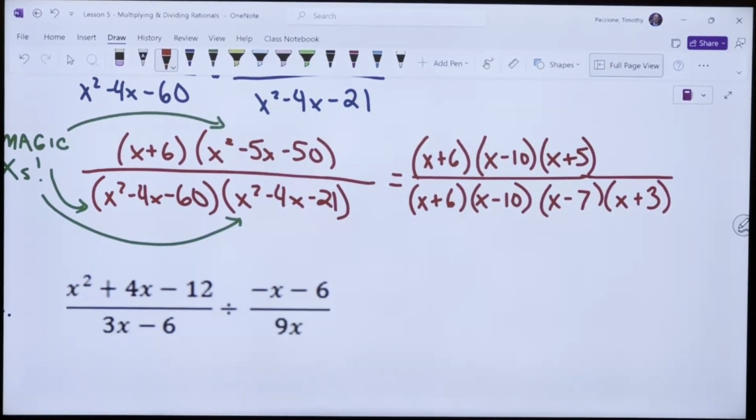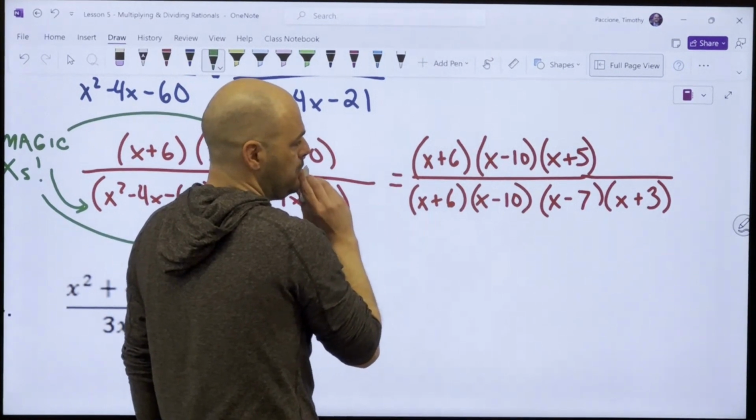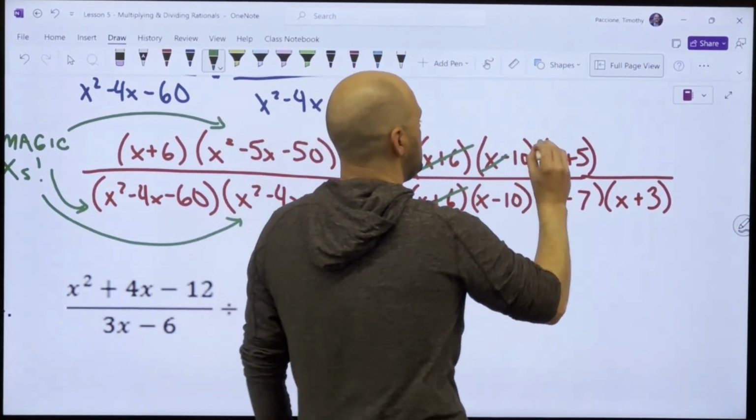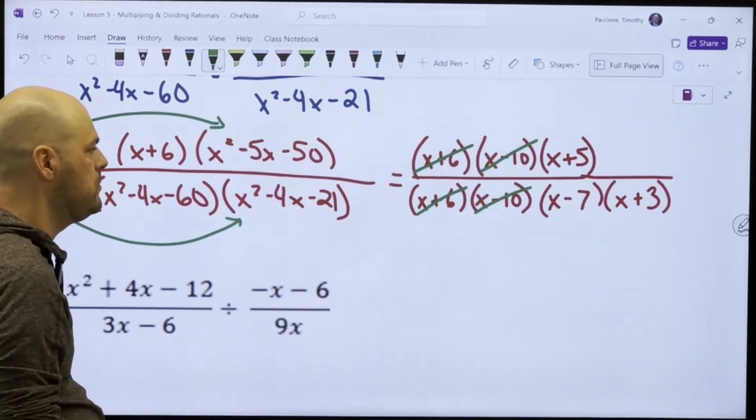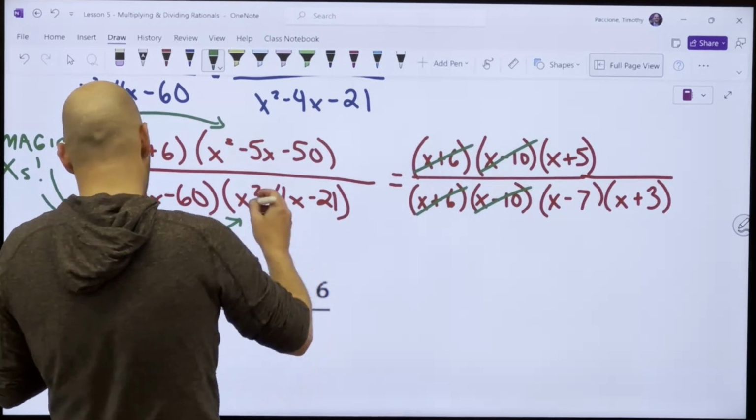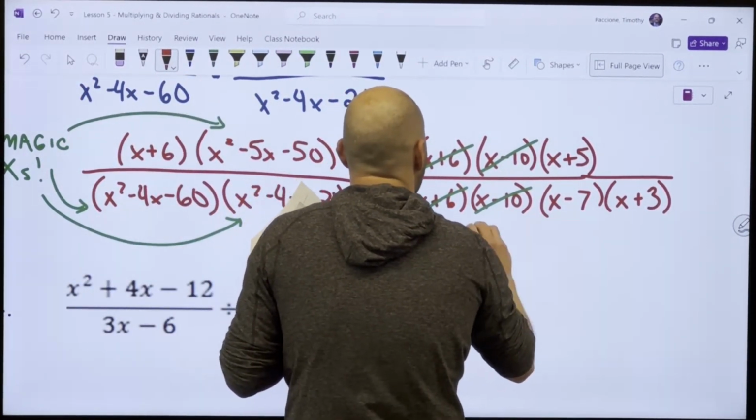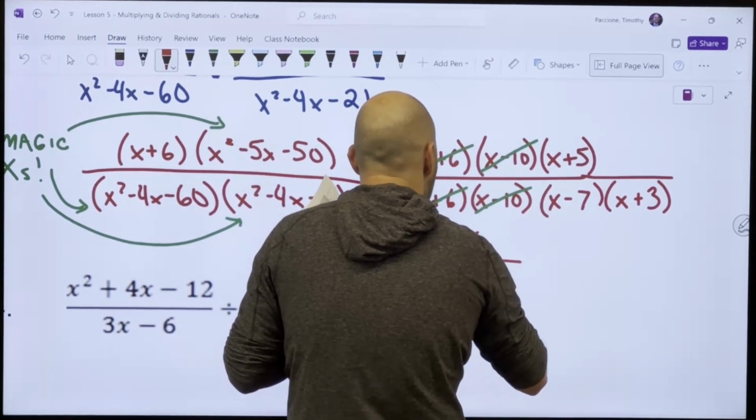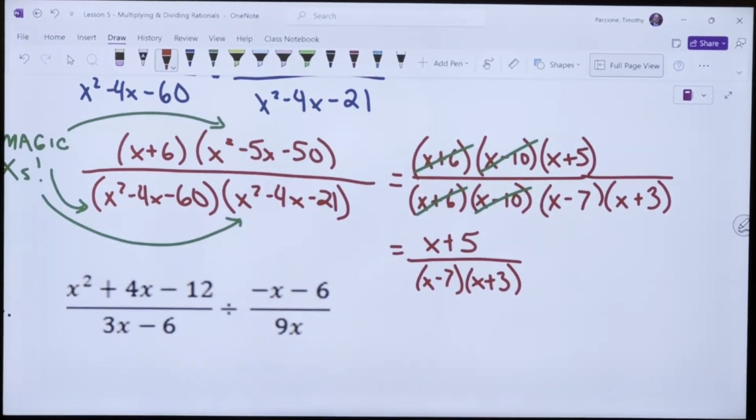3 magic x's later, we can start looking to see what cancels, all right? X plus 6, do I see that on the top and the bottom? Yes. X minus 10? Yes. X plus 5? No. Any of the other stuff? No. So I end up with x plus 5 over x minus 7, x plus 3. Okay?